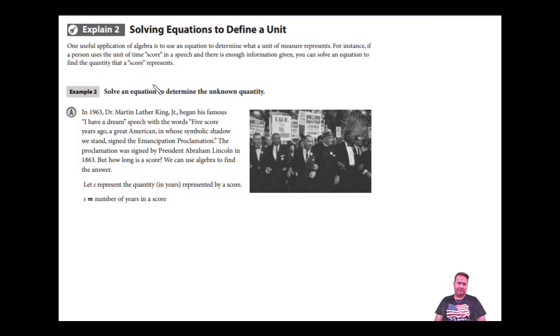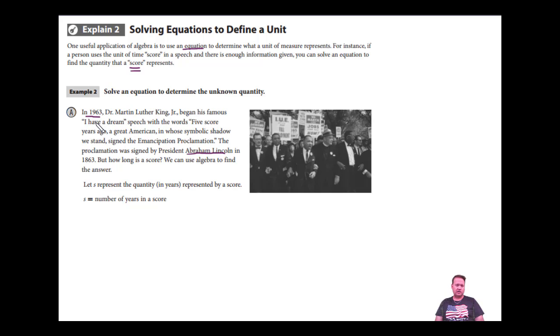Taking a look at our first word problem, we are going to apply algebra and use an equation to find out what a unit of measure represents. In this example, we're looking at Reverend Martin Luther King, and in 1963, he referenced a speech by Abraham Lincoln. So let's take a look.